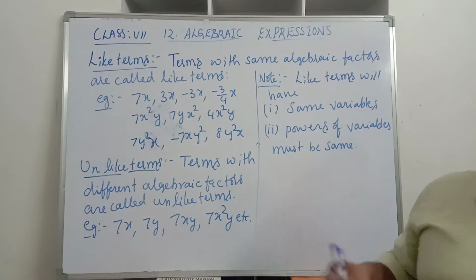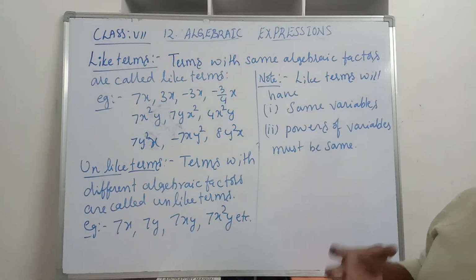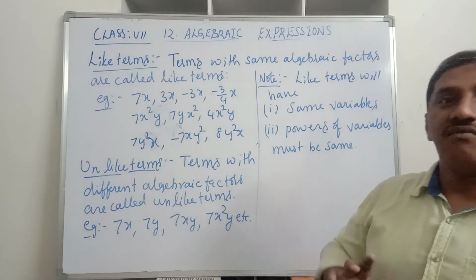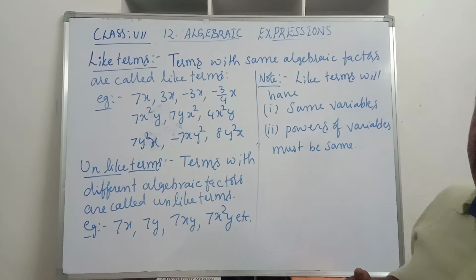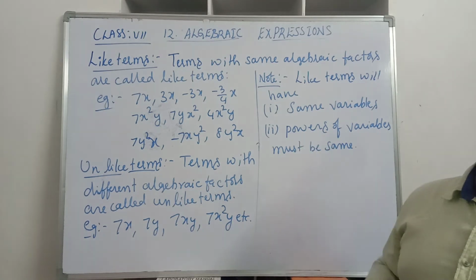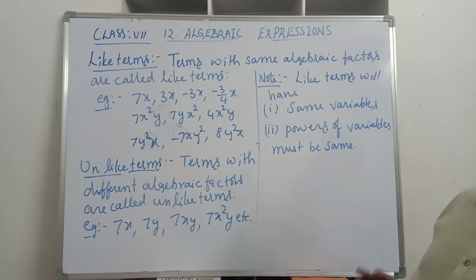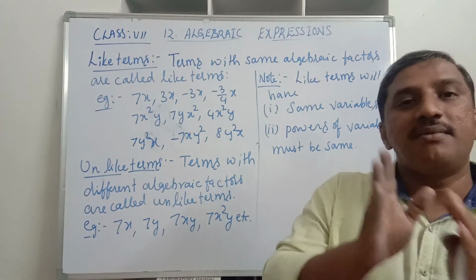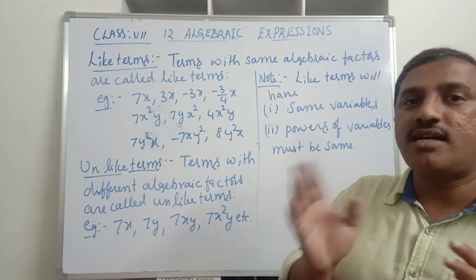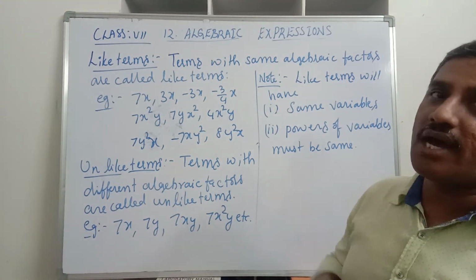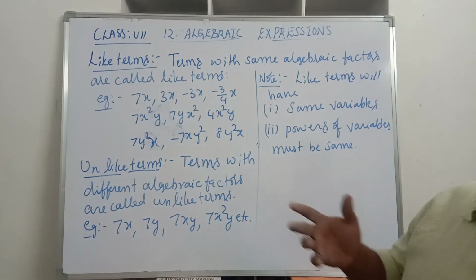So what are like fractions? Fractions with the same denominator are called like fractions. Fractions with different denominators are called unlike fractions. Similarly, in algebra we have like terms and unlike terms. Terms are formed by the combination of variables and constants. Constants have a fixed value, but variables do not have a fixed value.